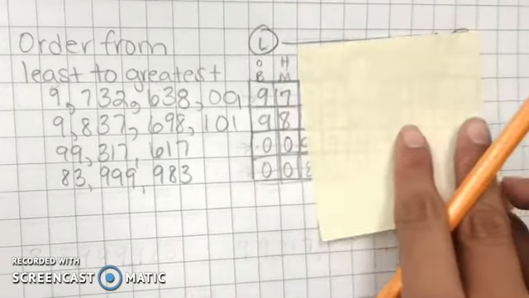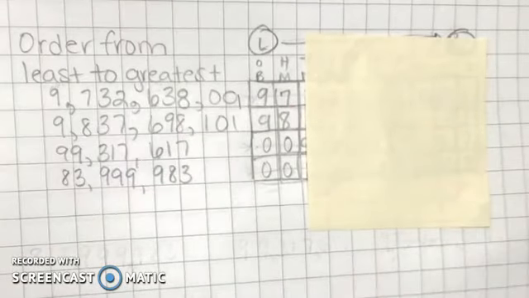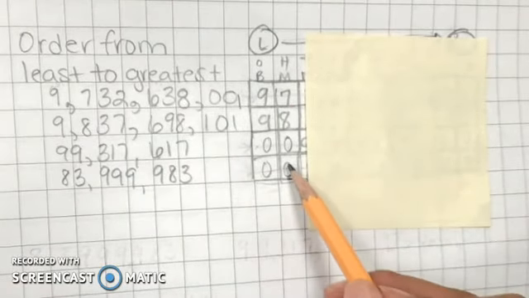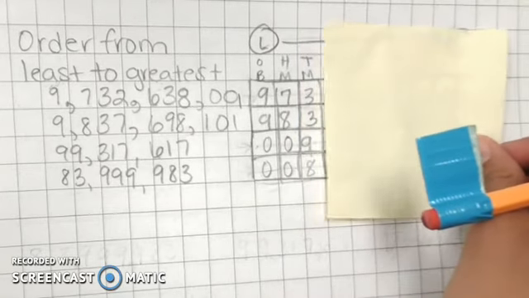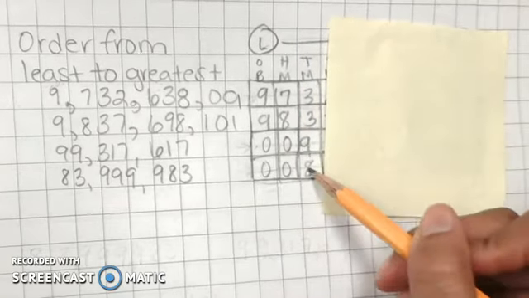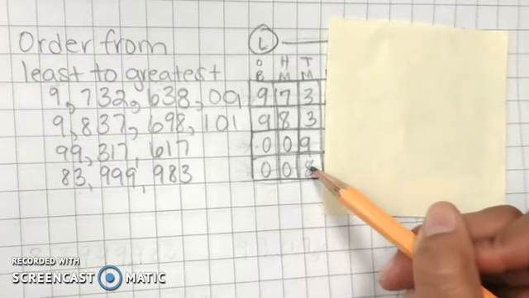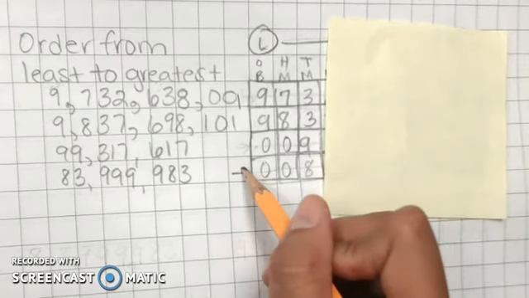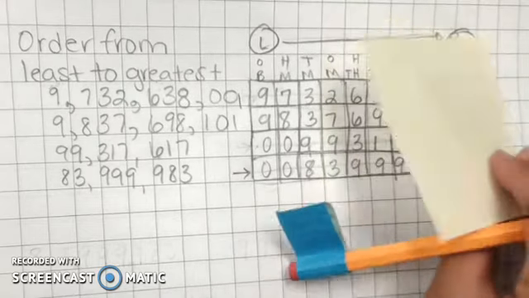And I'm going to go to the next place value. I'm ignoring the top 2. I'm only going to look at the bottom. And I have 2 zeros again. So that means I have to go to the next place value. And I have a 9 and an 8. Since I'm looking for the least, I'm trying to order them from smallest to greatest. I'm going to write this number down first, because 8 is smaller than 9.